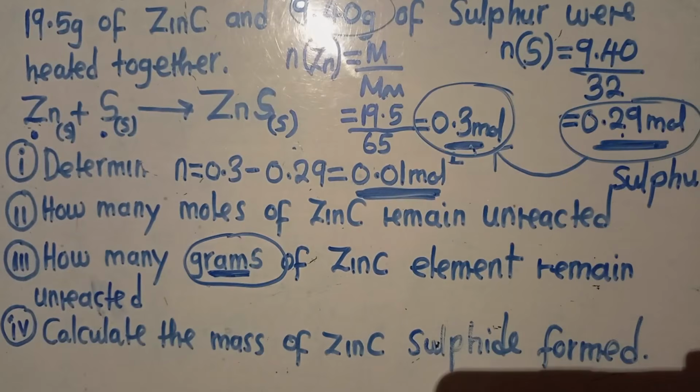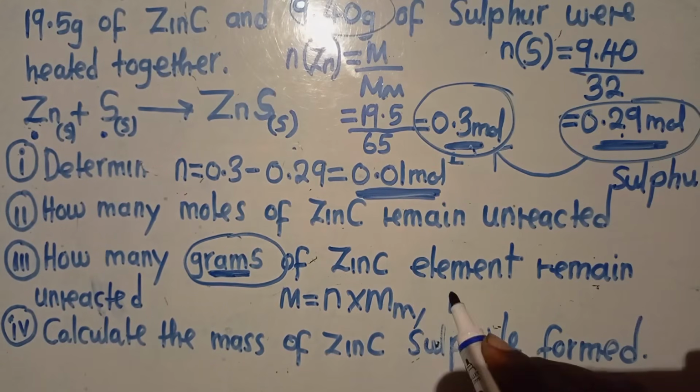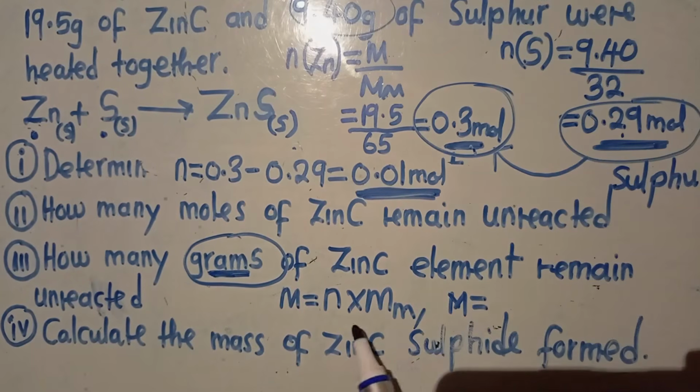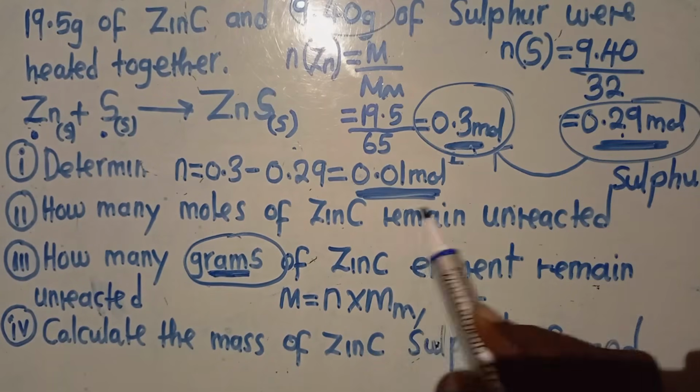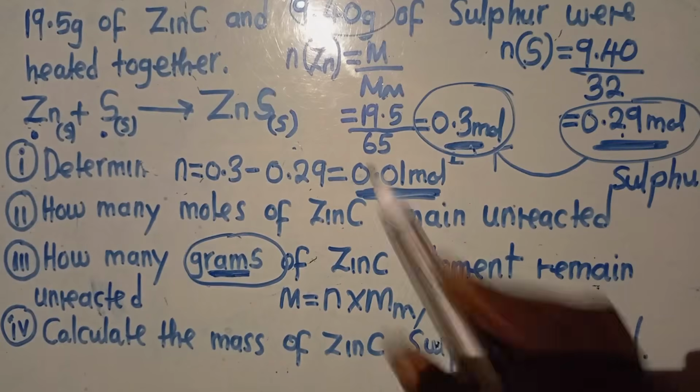This is how the question is. So you know that mass is equal to number of moles times the molar mass. This is the formula we get to use. This is a formula you need to know, get and understand. Where I'm going to say that mass is equal to number of moles, the ones that remained unreacted.